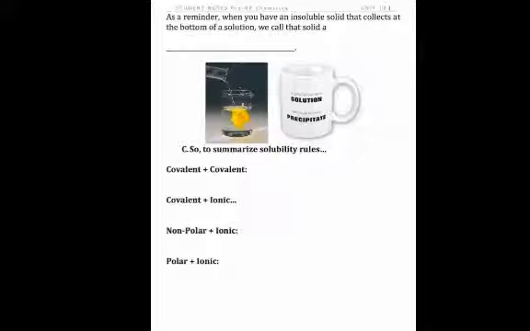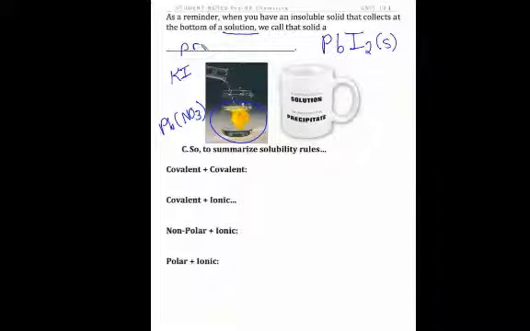Now, as a reminder, when you have an insoluble solid, so this is a picture here, this is something like potassium iodide being dumped into lead nitrate. Well, when you put those two together, you end up forming lead iodide, and lead iodide is a solid. And when a solid forms at the bottom when two aqueous solutions are added together, we call it a precipitate.